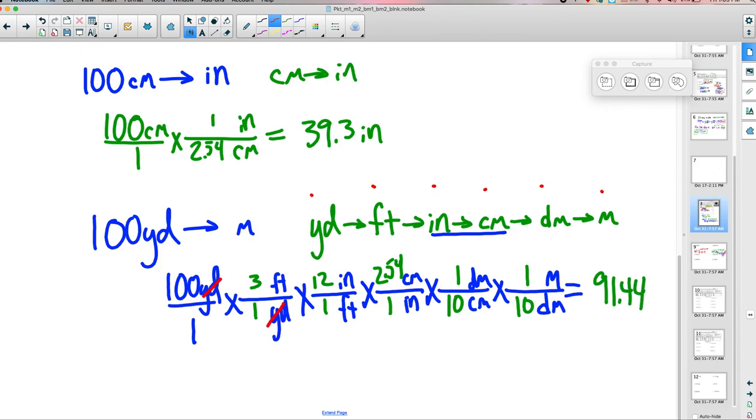Yards canceled out, feet canceled out, inches canceled out, centimeters canceled out, decimeters canceled out, and we get a final answer of meters. So that means a 100-yard long football field, from the beginning of one end zone to the end of the end zone, the actual playing field itself is not only 100 yards long, but it's also 91.44 meters. I hope that helps.